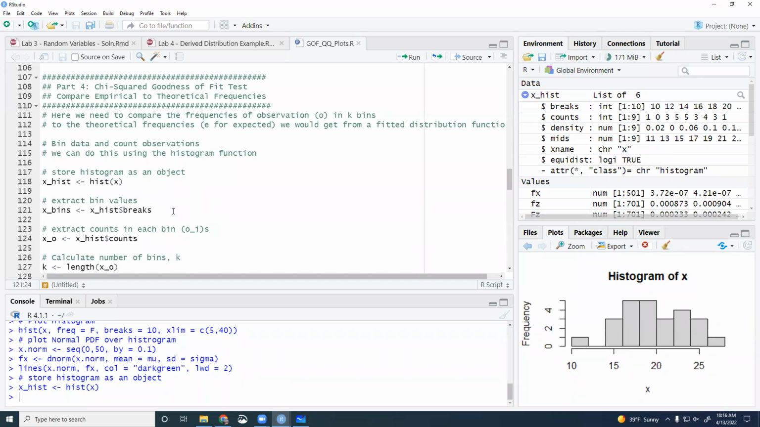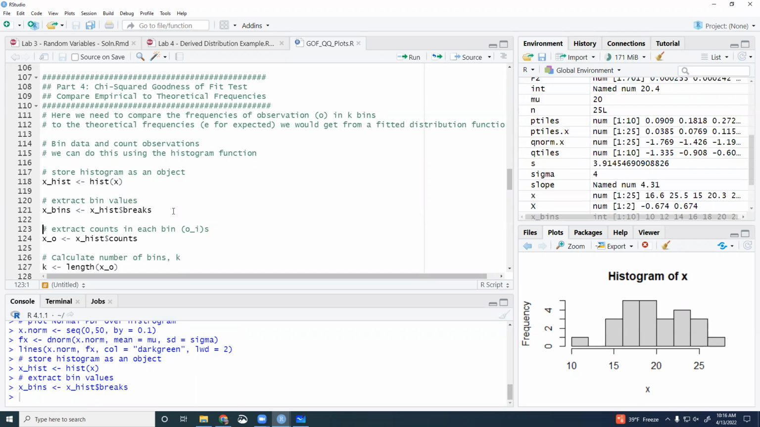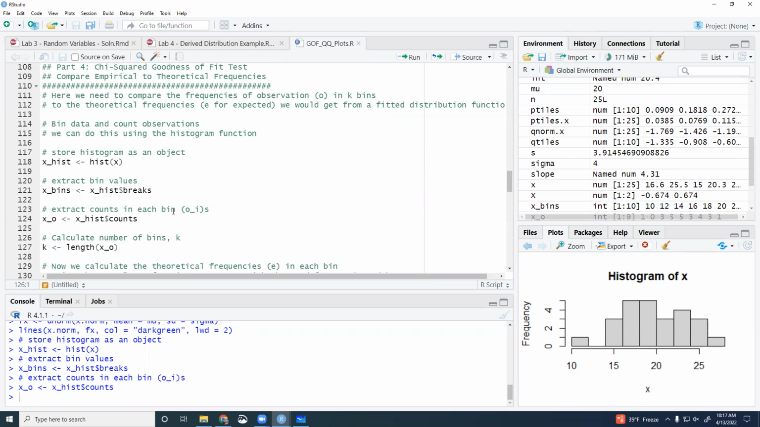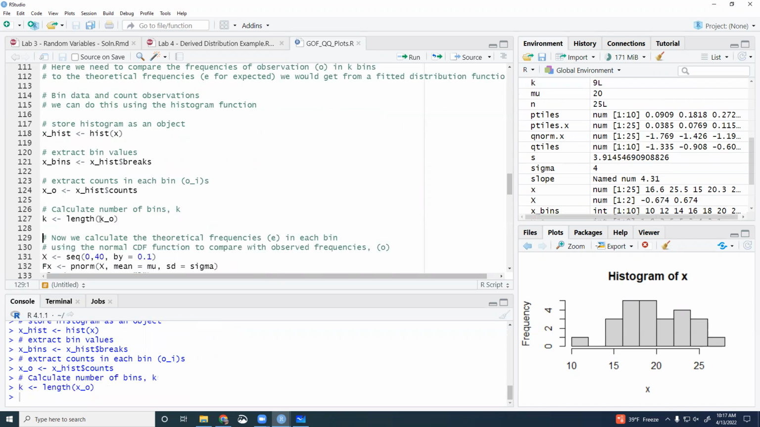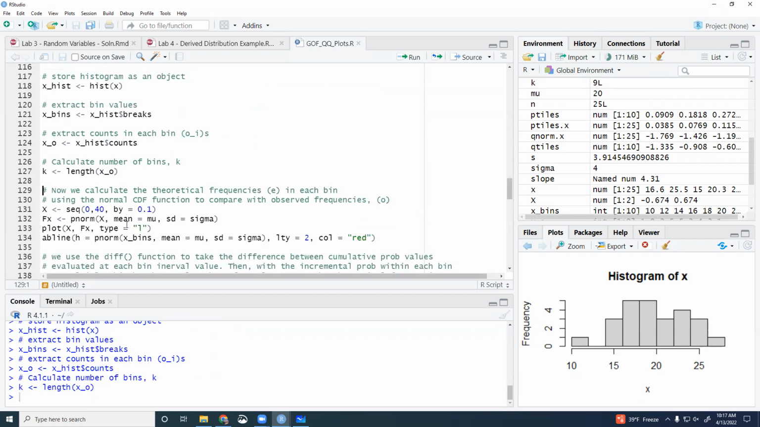Okay, we'll extract the values of the bin because we're going to use that to sample the normal distribution and actually create the area under the curve for that. We'll get our counts out. So that's going to be our observed frequencies or observed counts. And then our K value, which is the number of bins. All right, so we've got the information we need for our observed frequencies.